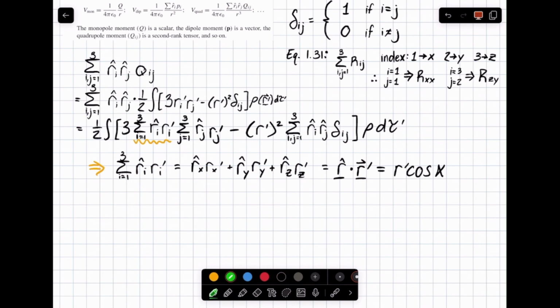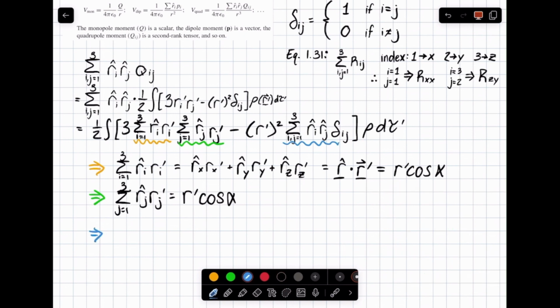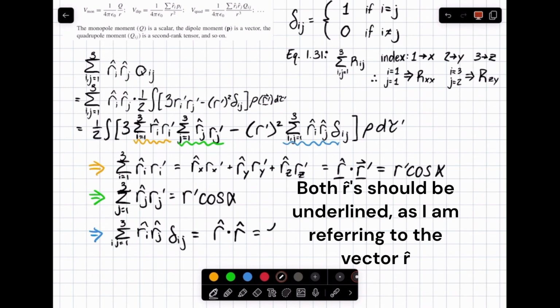A similar thing happens to this summation. And this final summation has a Kronecker delta within it. The Kronecker delta eliminates the cross terms. So essentially, we're getting r hat x squared plus r hat y squared, and so on and so forth. And that is simply going to be r hat dot r hat, which is equal to 1.